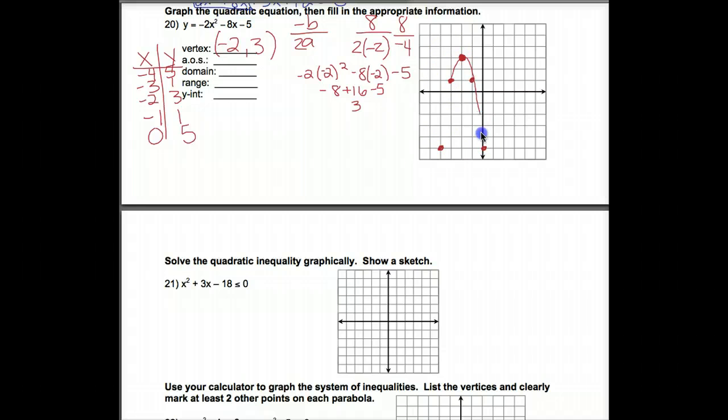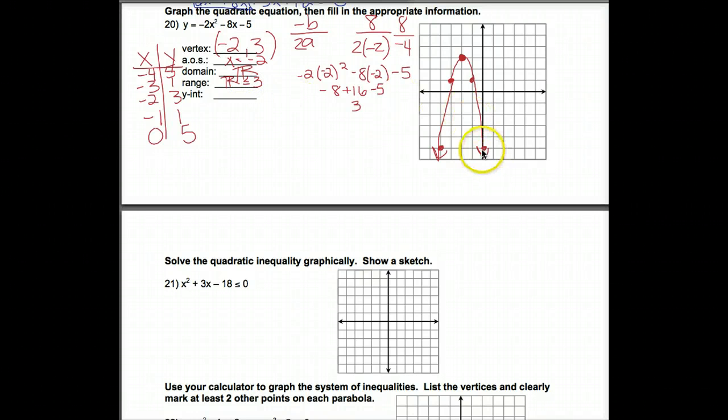And graph my parabola. Fill in the information. The axis of symmetry is always x equals the x-coordinate of the vertex, so x equals -2. My domain, my x values go on forever, both to the left and to the right, so that means my domain is all reals. The range, my y values start here at 3 and they get smaller. So that's all reals less than or equal to 3.